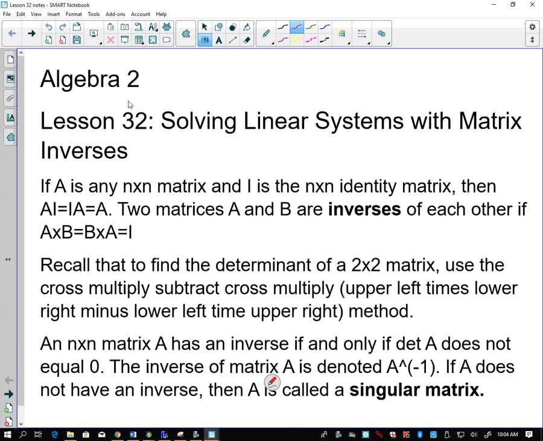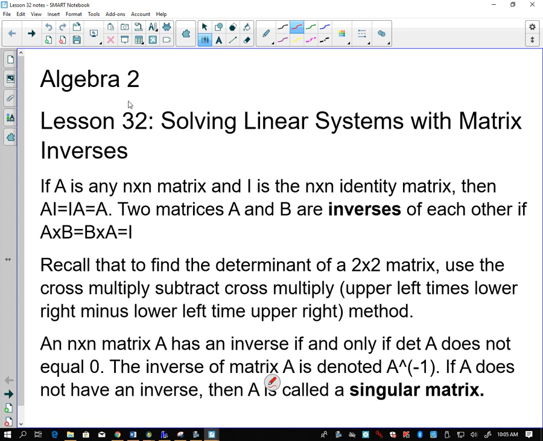So if A is any n times n matrix, and I is the n times n identity matrix, the identity matrix is what causes it to get back to just the basic matrix that it already was. Then my matrix times the identity matrix equals the identity matrix times my actual matrix, and in the end, I'm just left with my actual n times n matrix.